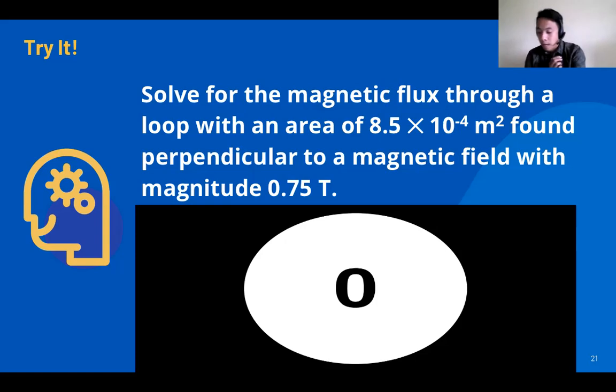But by the way, let us now answer your first activity. Solve for the magnetic flux through a loop with an area of 8.5 times 10 raised to negative 4 meters squared, perpendicular to a magnetic field with a magnitude of 0.75 Tesla. Same process that we did in the first example.